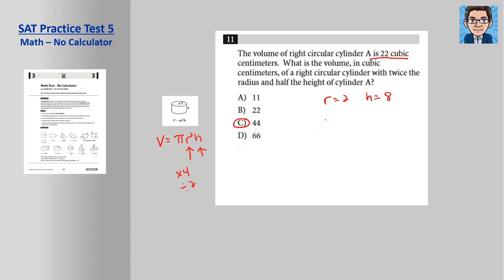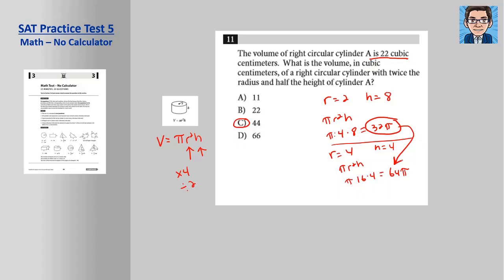So let's use the formula. So we would have pi r squared h. So we would get 4 times 8 times pi, or 32 pi in this case. Now if we're going to double the radius, then it becomes 4, and half the height becomes 4. So let's put this into the equation. So pi r squared h, r squared is going to be 16, h is going to be 4, and we get 64 pi. So here's another more concrete way to show that whatever we have for a volume, if we double the radius and take half the height, we're going to double the volume. So we're going to double the 22 and get 44 as our answer.